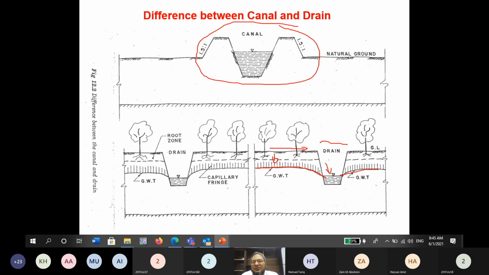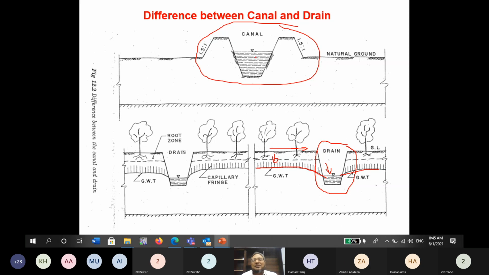Anyway, what is the name of this drain in Urdu? What do we call it? Seam nala. This is seam nala, and this one is the canal. What do we call canal in Urdu? Nahr. Nahr. Okay. So this is seam nala, a drain.